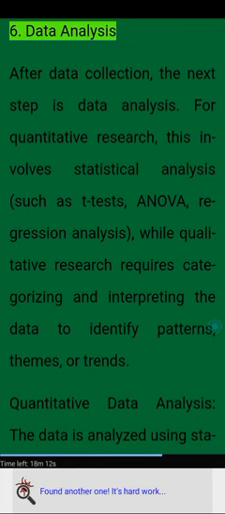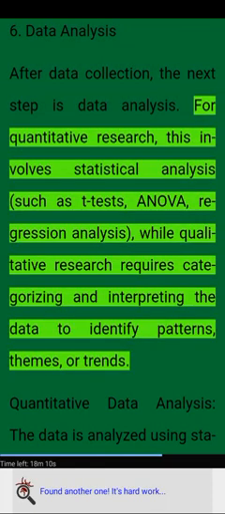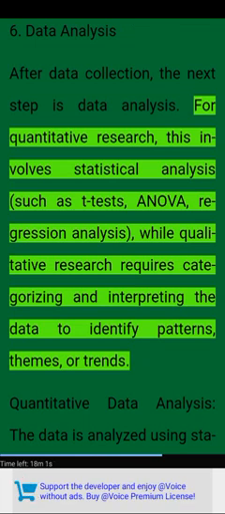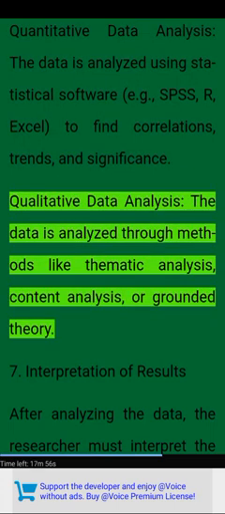6. Data analysis. After data collection, the next step is data analysis. For quantitative research, this involves statistical analysis, such as t-tests, ANOVA, regression analysis, while qualitative research requires categorizing and interpreting the data to identify patterns, themes, or trends. Quantitative data analysis: the data is analyzed using statistical software, e.g., SPSS, R, Excel, to find correlations, trends, and significance. Qualitative data analysis: the data is analyzed through methods like thematic analysis, content analysis, or grounded theory.